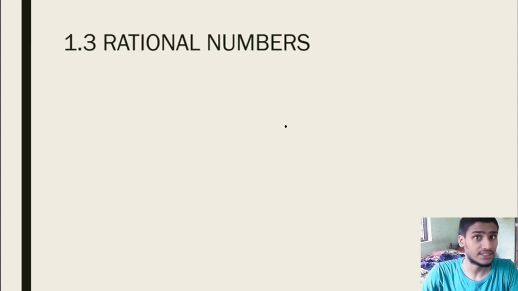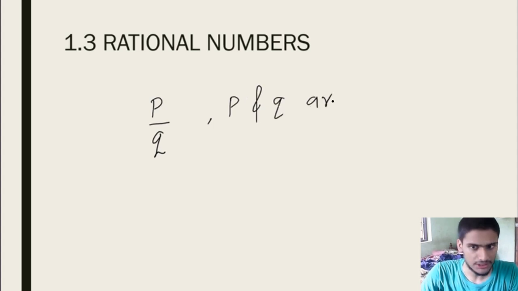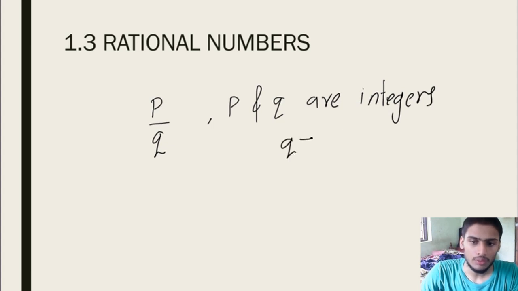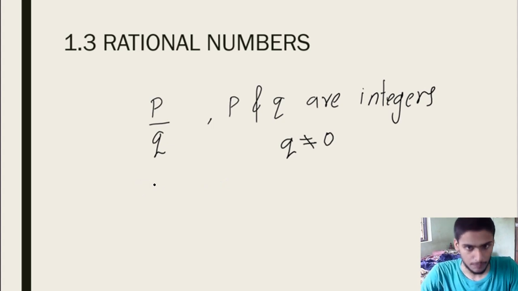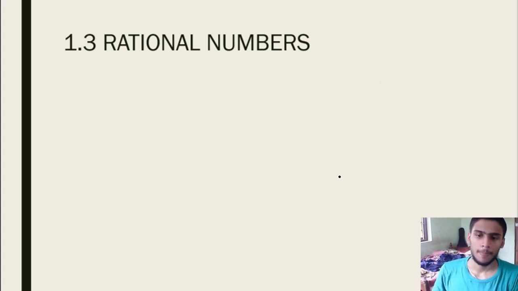So let's move on to rational numbers. Just to recap what a rational number is. A rational number is any number that can be expressed as p by q, where p and q are integers and q is not equal to 0. In fact, in a more strict sense, you can express any rational number as p by q, where p and q are co-prime integers.